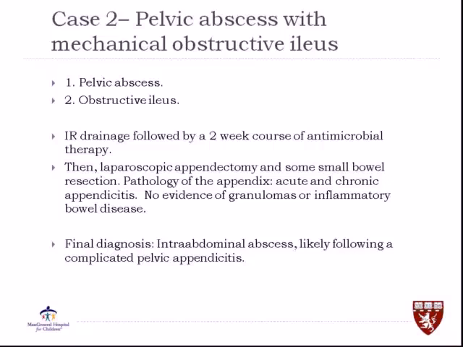And then down the line, after a couple of weeks of antimicrobial therapy, the surgeons went in. They removed his appendix laparoscopically, and then resected a bit of his small bowel around the appendix itself. The pathology of the appendix ended up showing acute and chronic appendicitis. So we think that this abscess formation was a secondary process from appendicitis. There was no evidence of granuloma. There was no evidence of inflammatory bowel disease, and IBD was something else we were thinking about at the time.